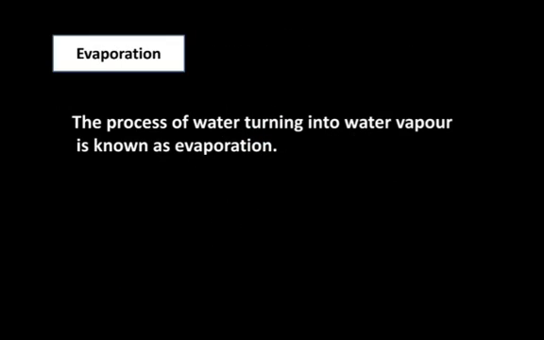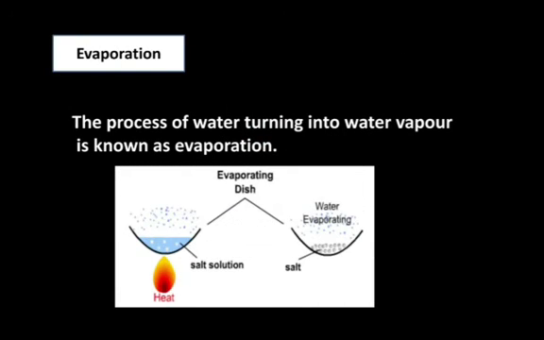What is evaporation? Soluble impurities such as salt and sugar are removed using the process of evaporation. The process of water turning into water vapor is known as evaporation. The impure water solution is allowed to evaporate. When water evaporates, the soluble impurities like salt and sugar are left behind.